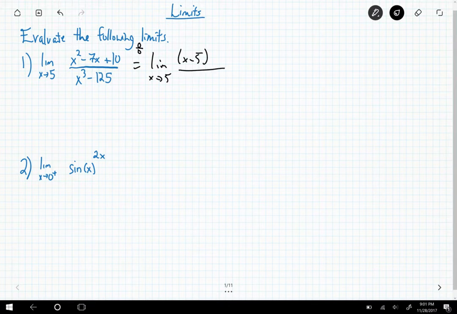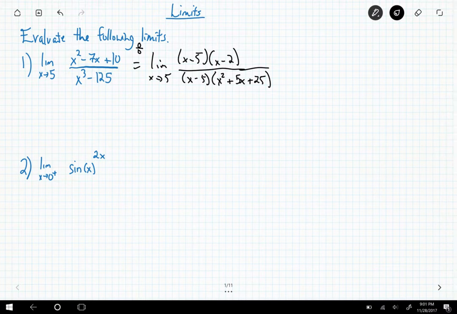The top has a factor of x minus 5, and the bottom has a factor of x minus 5. In the top case, we have x minus 5 and x minus 2 would be our other factor. And for x cubed minus 125, that's actually a perfect cube. And so we can rewrite that as (x minus 5) times (x squared plus 5x plus 25). And you can check to see that that matches x cubed minus 125.